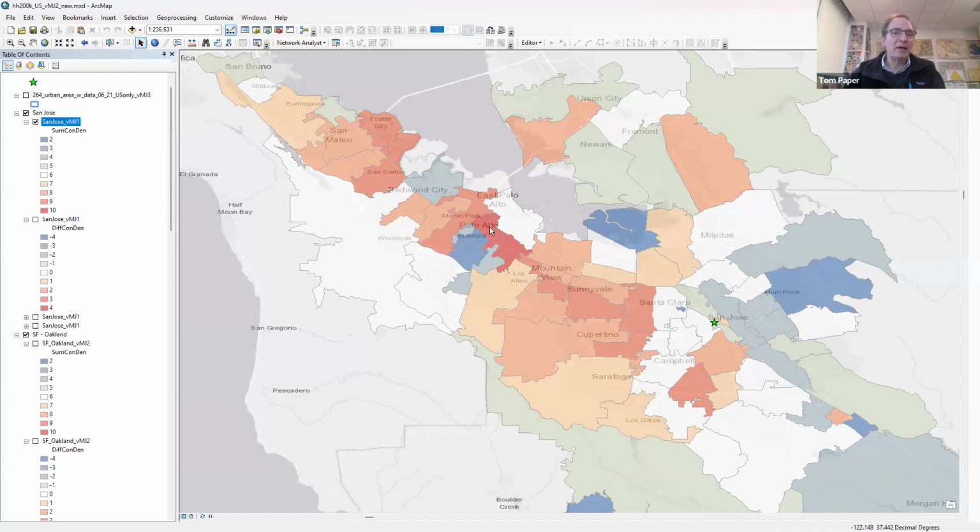So I think that's it. Concentration and density, two very important things to think about when targeting a particular market.